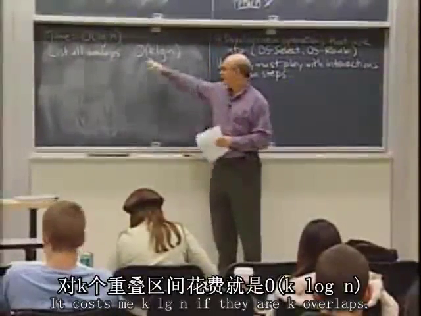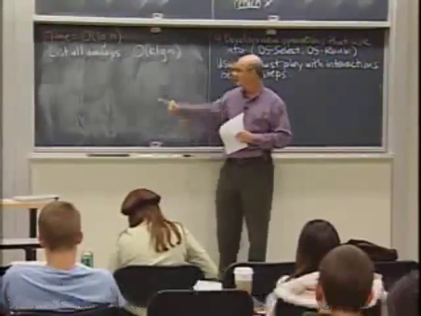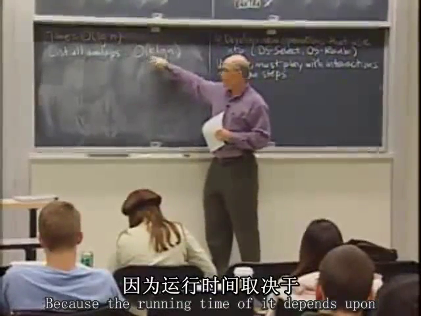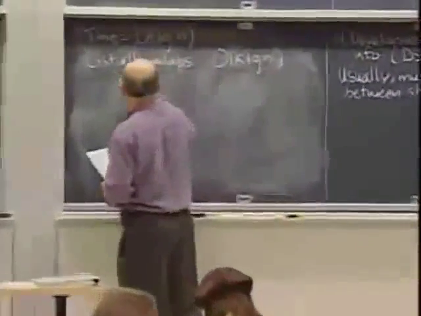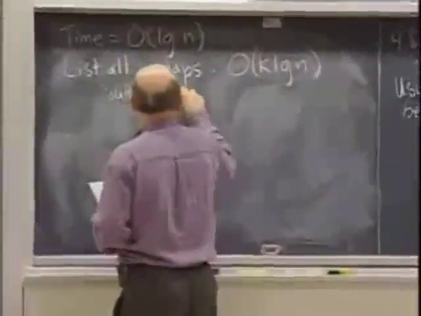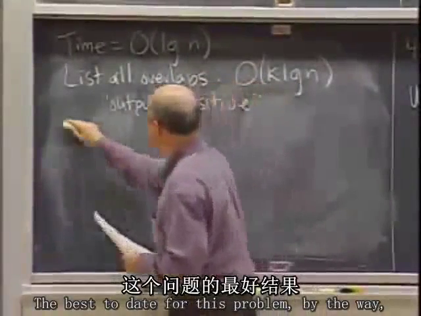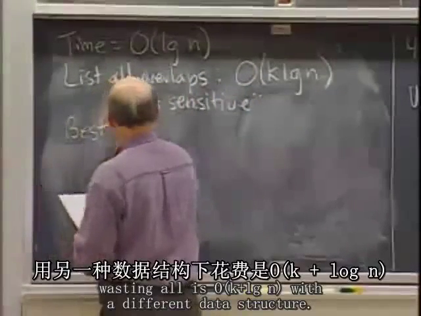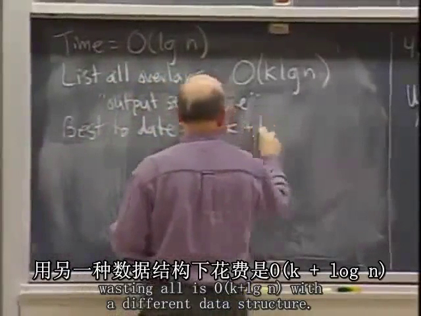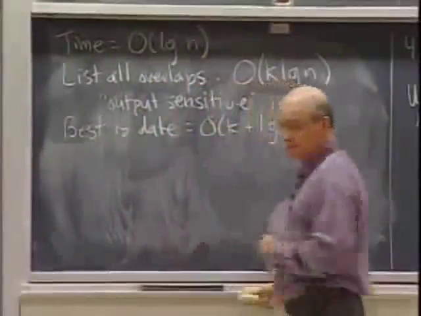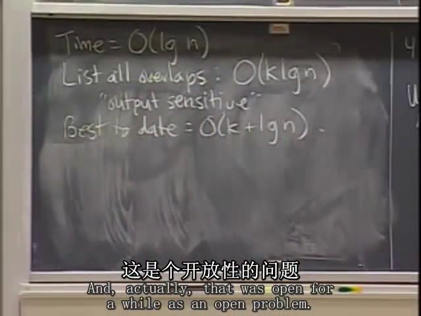Okay, it costs me k log n if there are k overlaps. That's actually called an output-sensitive algorithm, because the running time depends upon how much it outputs. The best to date for this problem, by the way, of listing all the overlaps, is order k plus log n with a different data structure. And that was open for a while as an open problem.